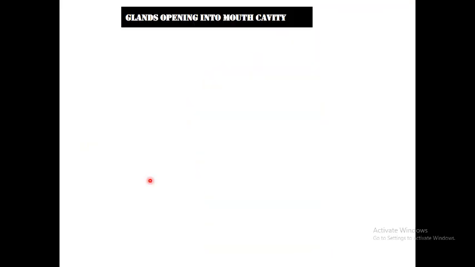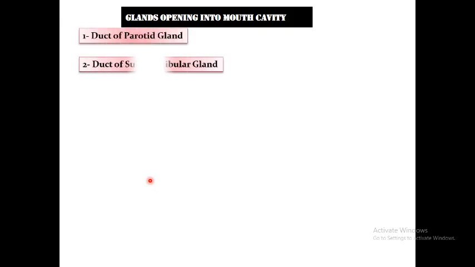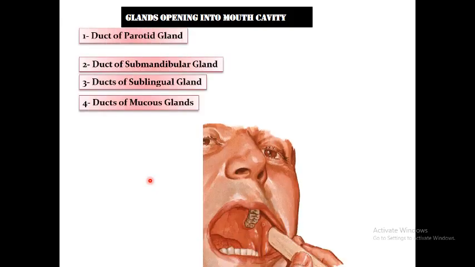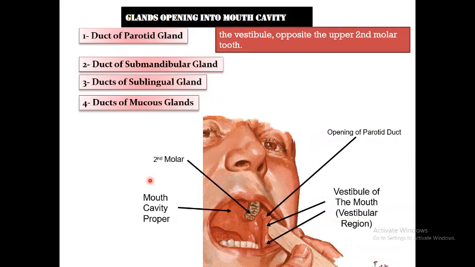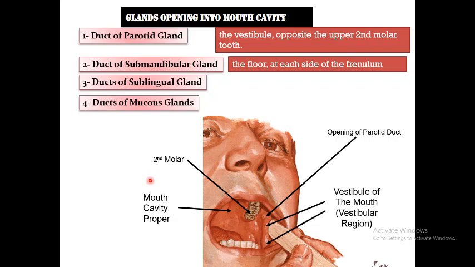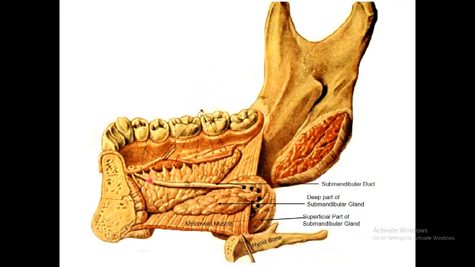So if you return here, where is the opening of the glands? The parotid lies in the vestibule of the mouth, opposite the upper second molar. The submandibular gland opens in the floor on each side of the frenulum, on the surface of the sublingual papilla. The sublingual gland opens on the floor at the surface of the sublingual fold.